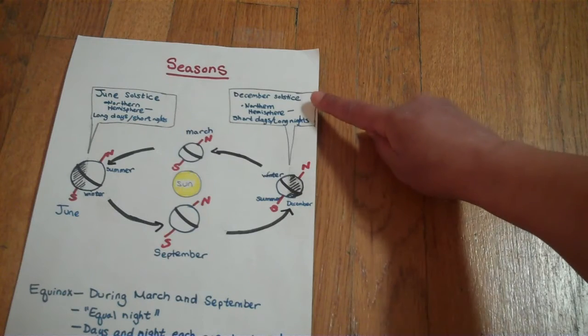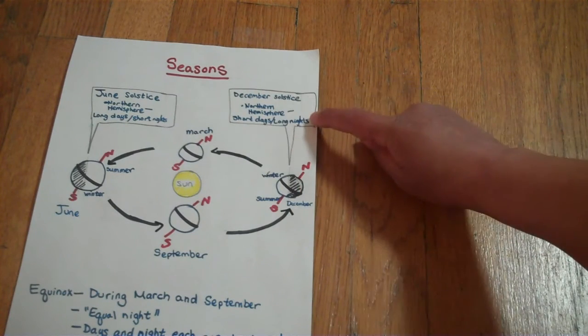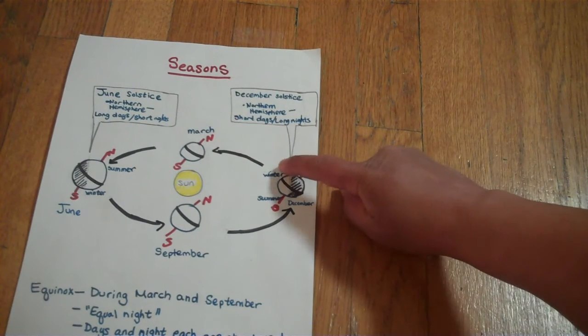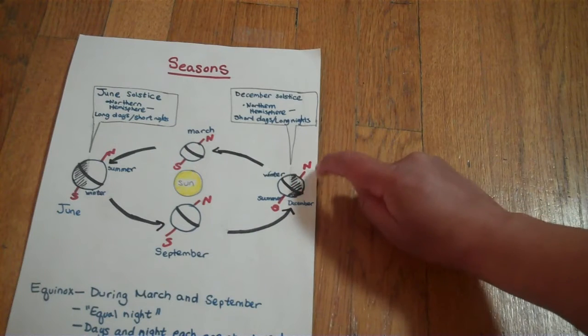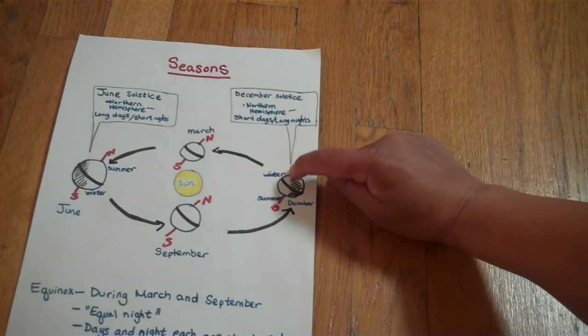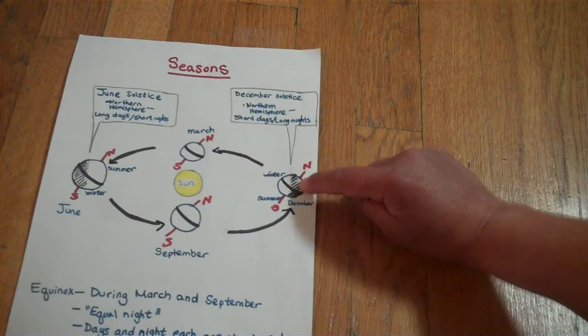During the December solstice, on this part of the model, the Northern Hemisphere has short days and long nights. Here you can see winter is because the Northern Hemisphere is tilted away from the sun. That gives the angle of the day very little amount, and the angle of night is longer. There's a lot of it.